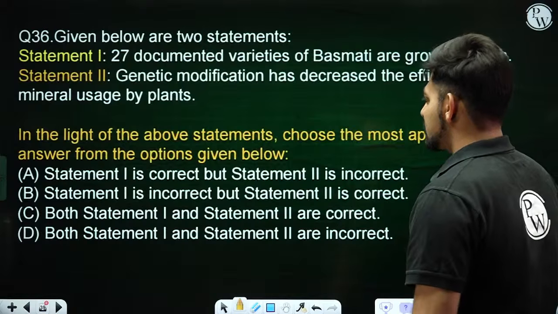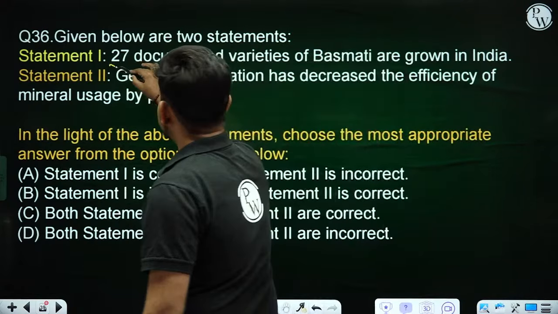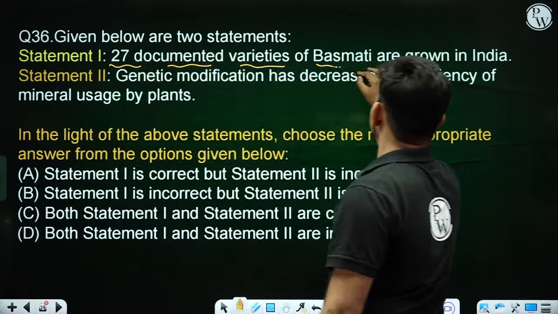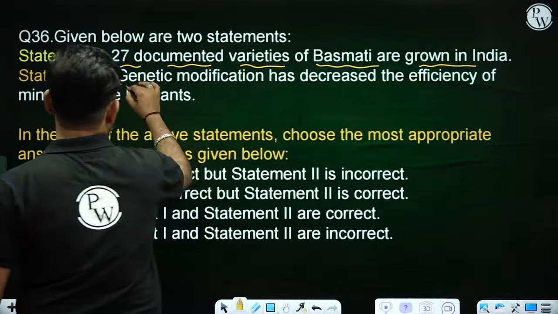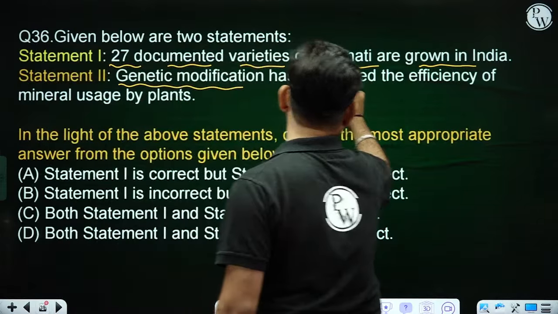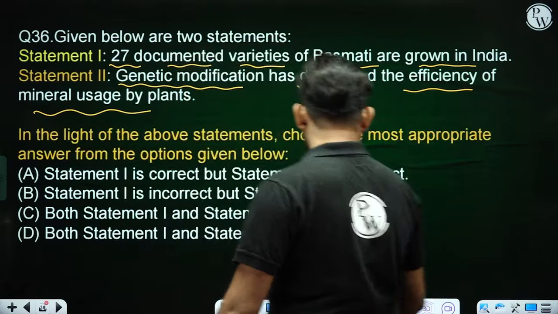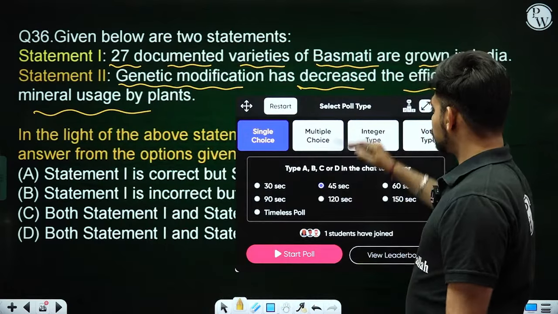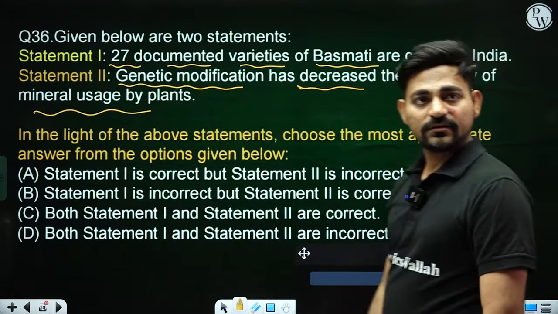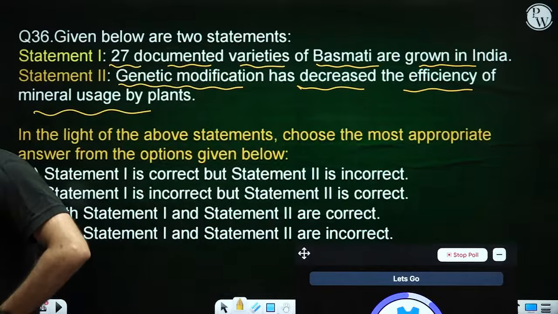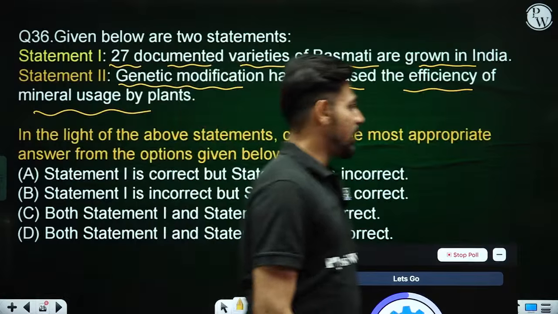Given below are two statements, another statement based question. Statement 1 is saying 27 documented varieties of basmati are grown in India. Statement 2 is saying genetic modification has decreased the efficiency of mineral usage by plants. I'm sharing the poll here. I think it's a kind of easy one, but an information based question. If you can remember the lines of NCERT, then only you can answer this.